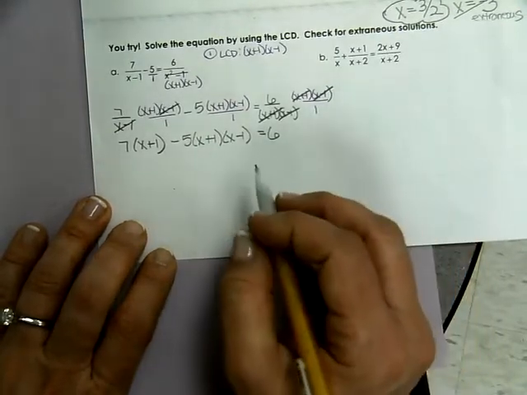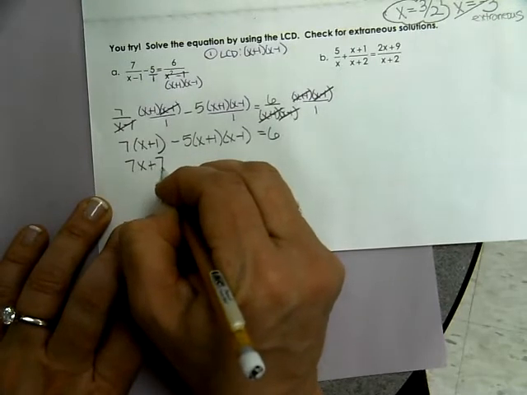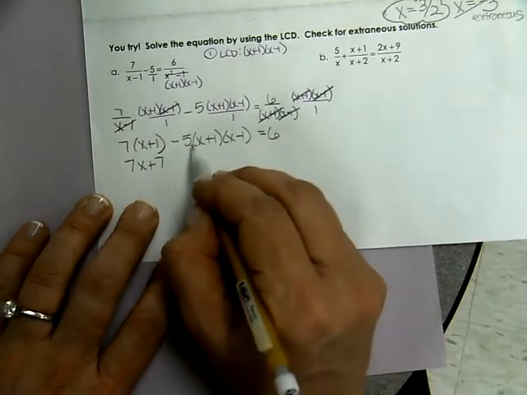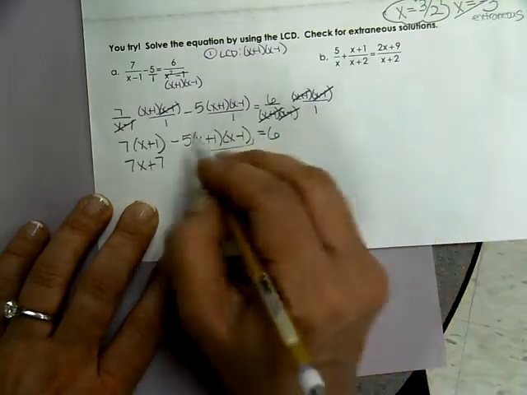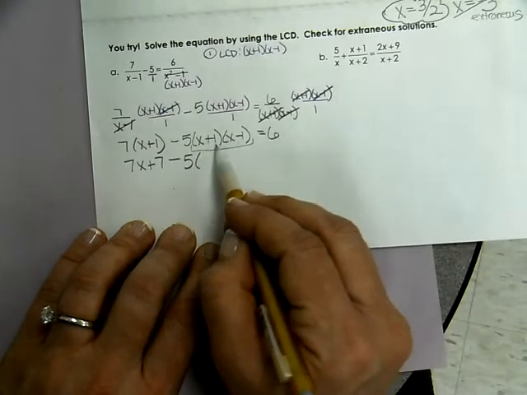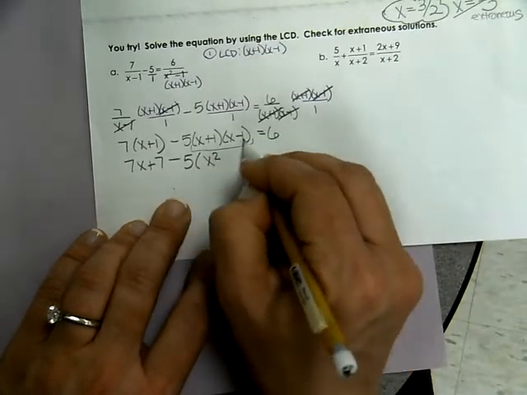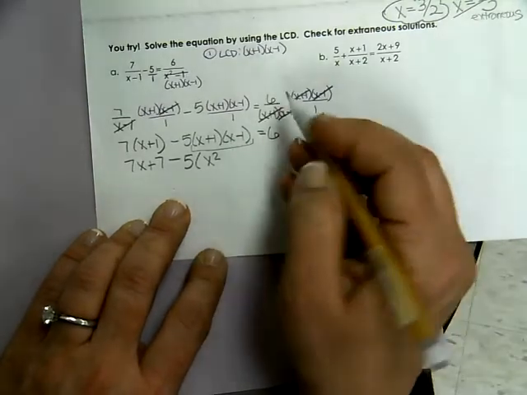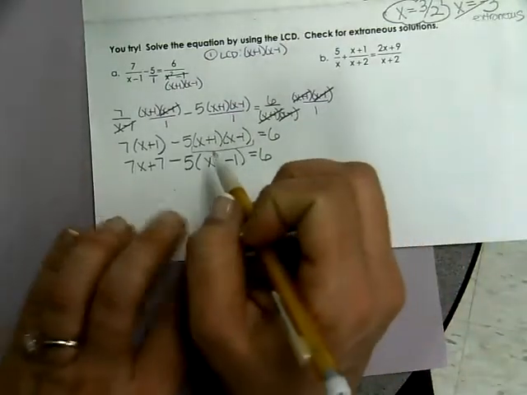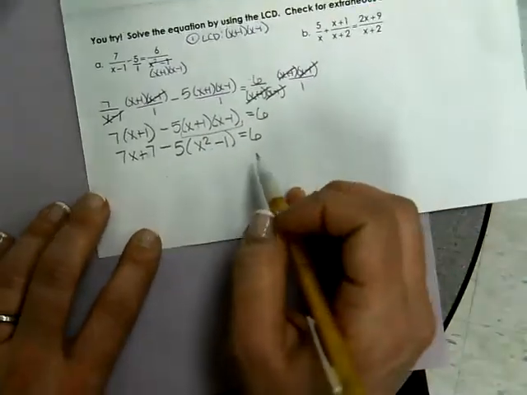So then I would distribute 7x plus 7. And then when I get here, we've talked about things like this before. My suggestion is to do this part first. So if you multiplied x plus 1 times x minus 1, you would get x squared minus 1 plus 1, so those cancel. So you get x squared minus 1 equals 6. And think about it, guys. That makes sense. If we have a sum and difference, that's going to give us the difference of squares.